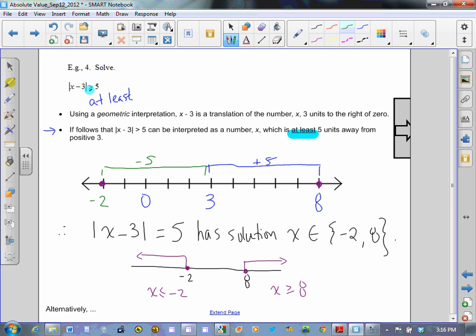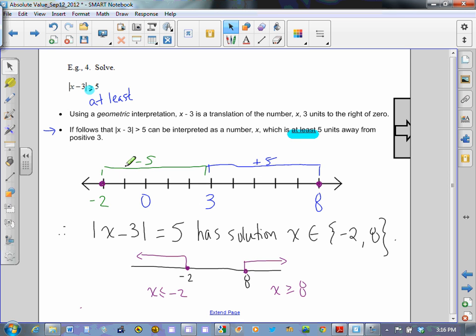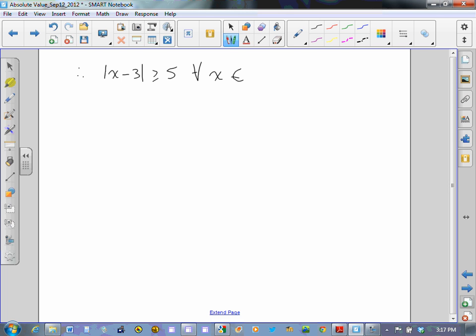So thus far, we'll make a conclusion. Based on this strategy, the strategy of a number line, we could now say, therefore, that the absolute value of x minus 3 is greater than or equal to 5. And I'm going to use that symbol we were using earlier, for all, which looks like an upside down A, for all x belonging to.